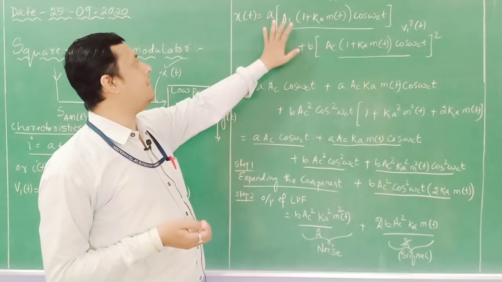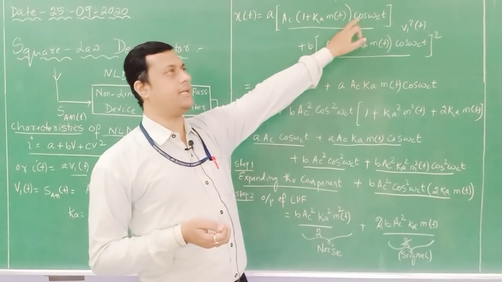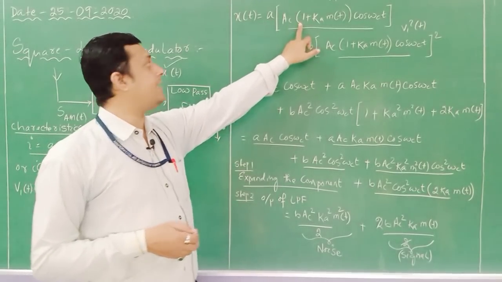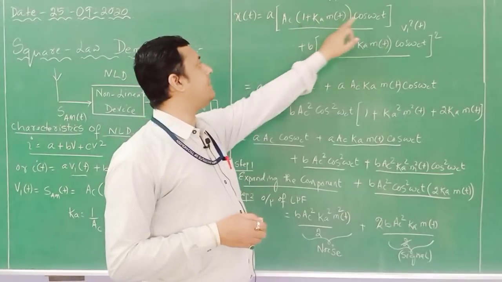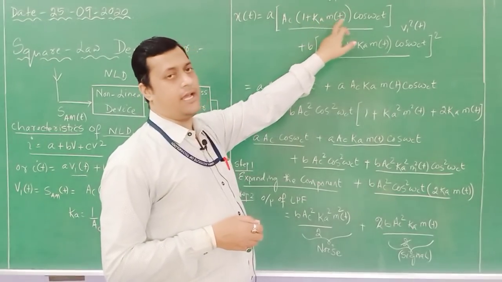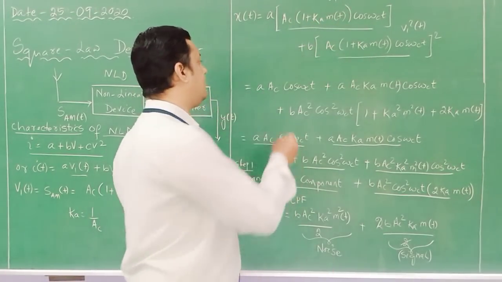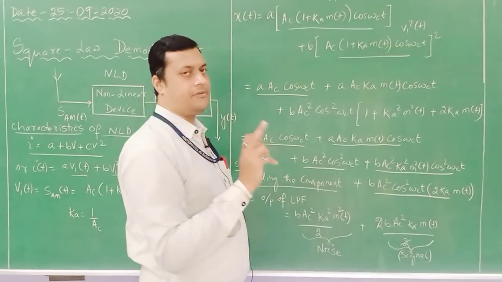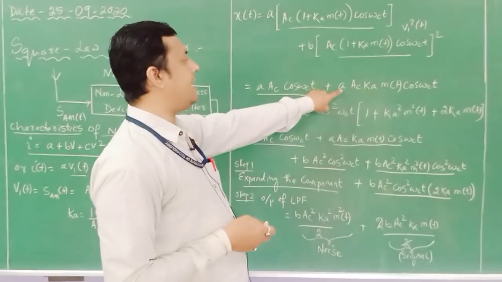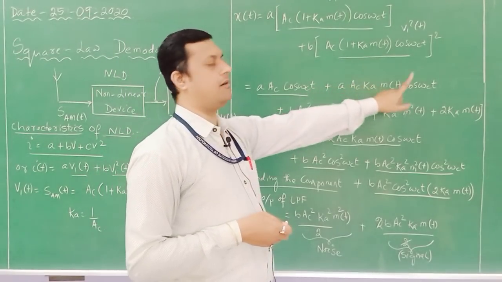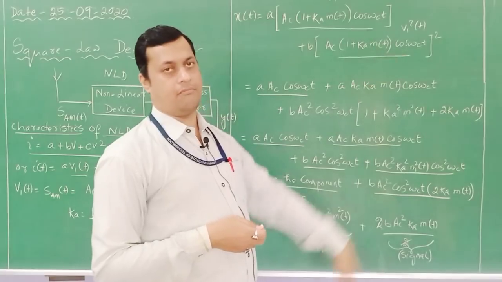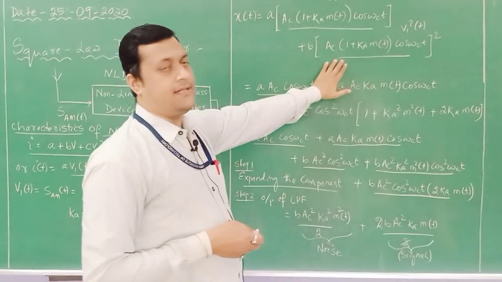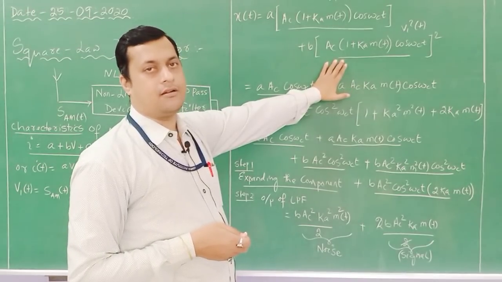Here, A into Ac cos omega ct is multiplied, and one component will be generated. Another one, A into Ac cos omega ct into K m of t, is the second component. So you can see that A into Ac cos omega ct is the first component. Second is A into Ac K m of t cos omega ct, the second component of this expansion. Similarly, this expansion will also reveal some other factor.